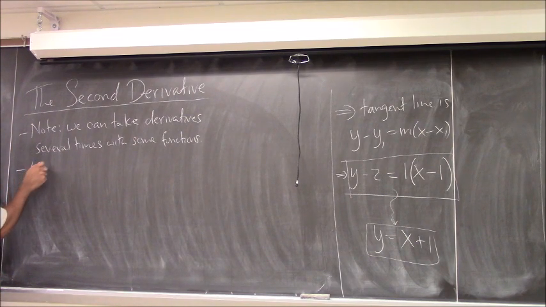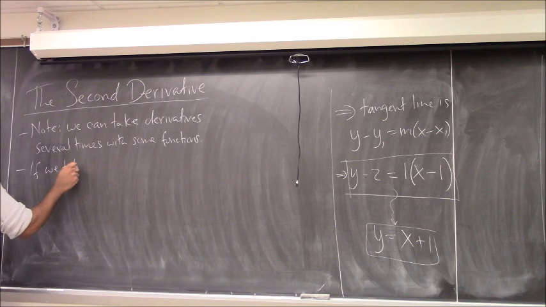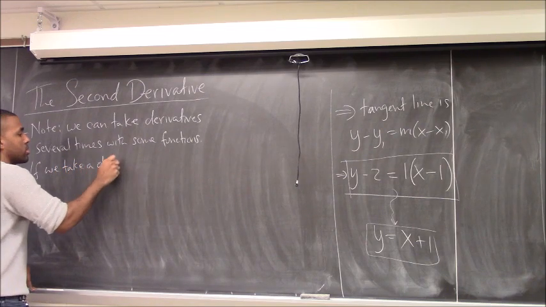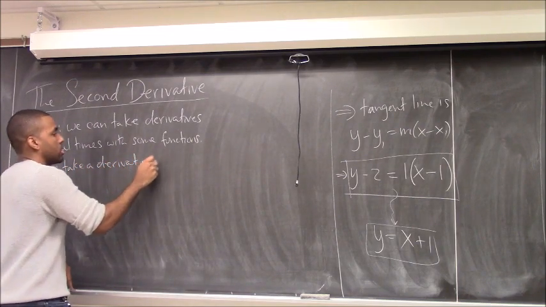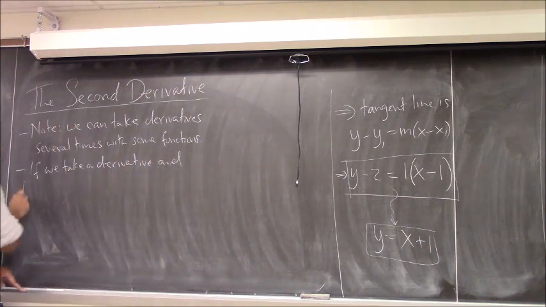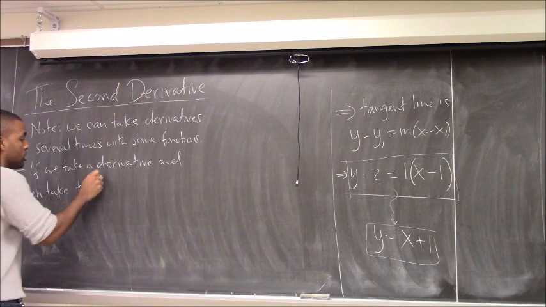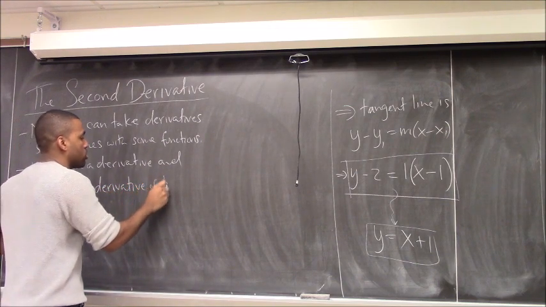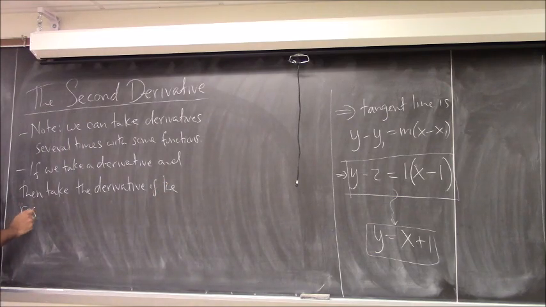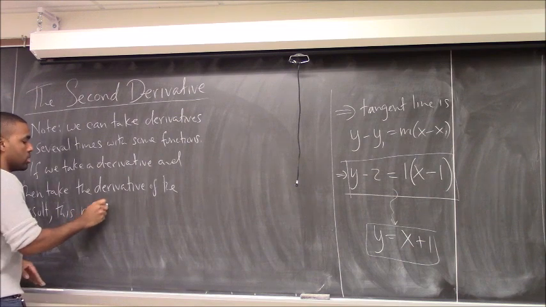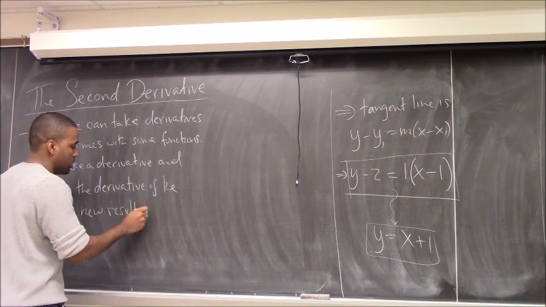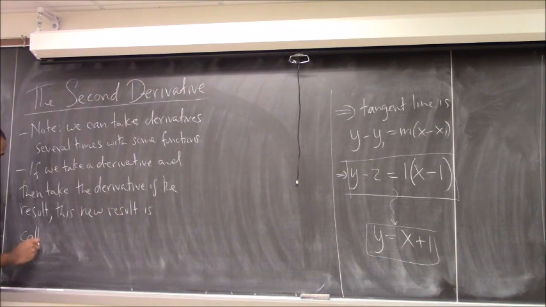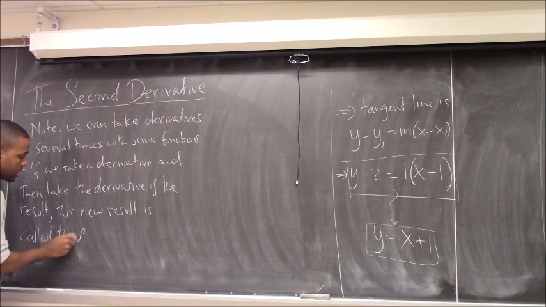So if we take a derivative and then take the derivative of the result, this new result is called the second derivative.